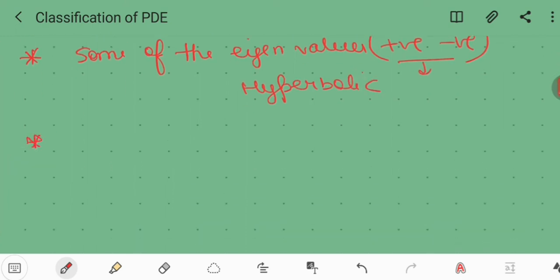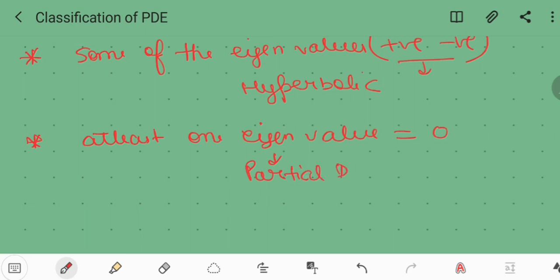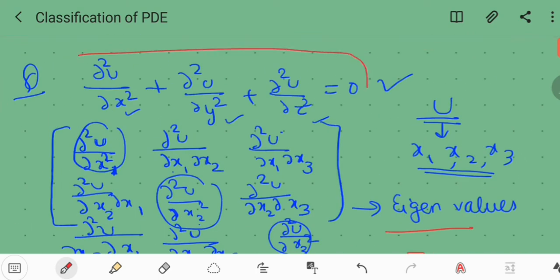And if you have at least one eigenvalue as 0, then that partial differential equation would be parabolic in nature. Okay, so just come back to this example once again.